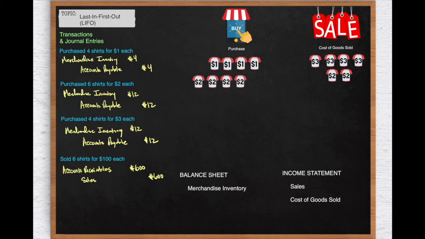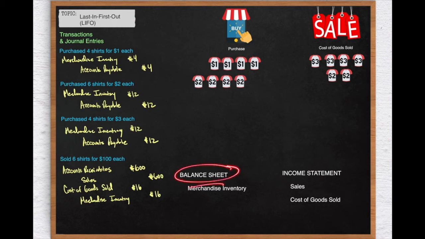Now we're going to record the expense related to the sale, which is called cost of goods sold. And this amount is based on costs and based on what was sold to the customer. In this case, it's the 3 at 4 and 2 at 2. So that will give us $16. You want to credit merchandise inventory to decrease that account, so it's constantly updated, and that will be for $16 as well.